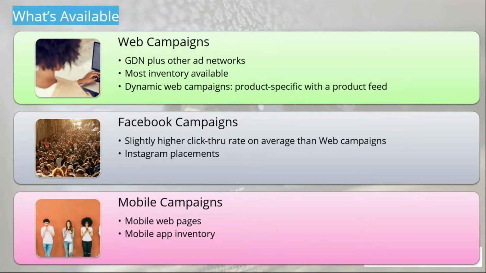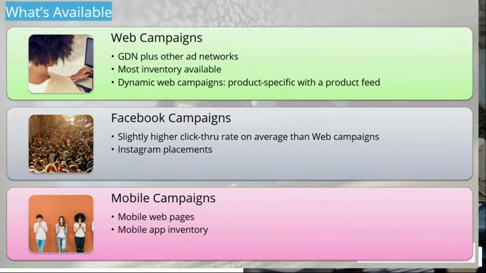Mobile campaigns are available. There are a couple of different ways that mobile is done. First, there's inventory on mobile web pages. So like if somebody's reading the news on their phone, there's ad space available there. And if you play a lot of games or use a lot of apps on your phone, you've probably noticed some ads popping up from time to time, and we can assist you with placements in that department as well.